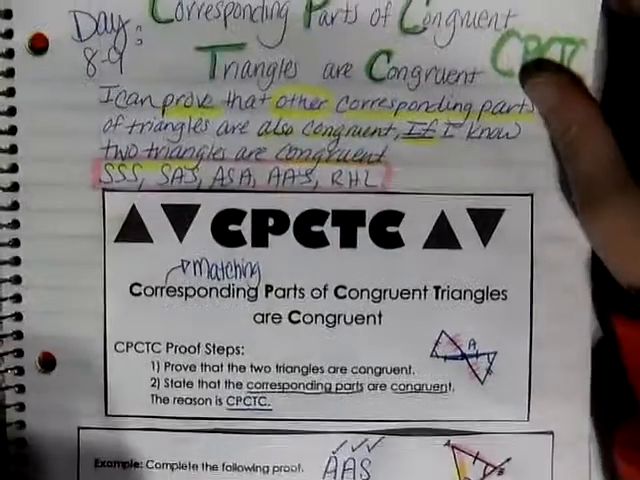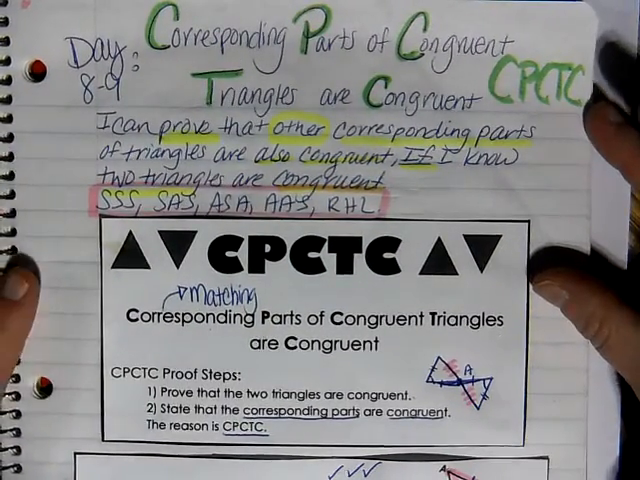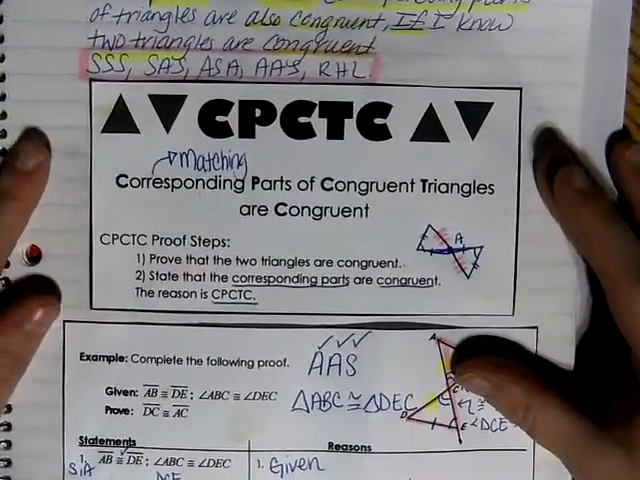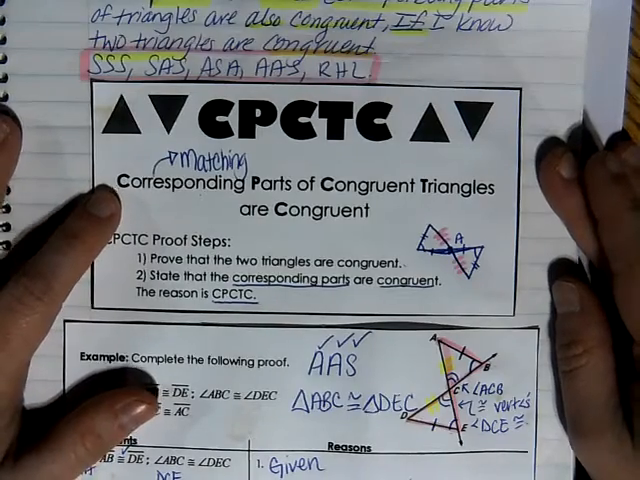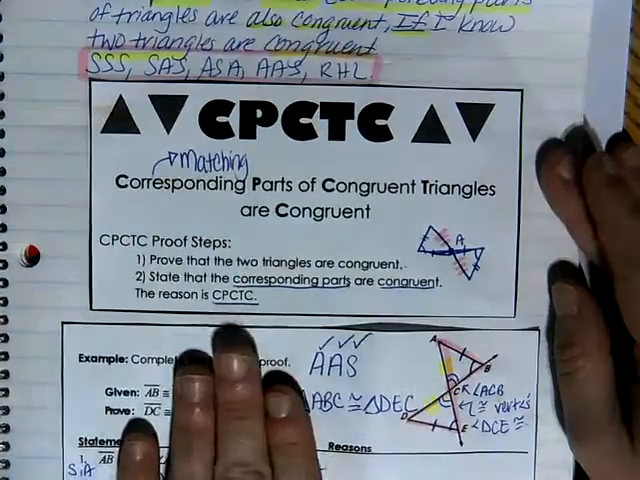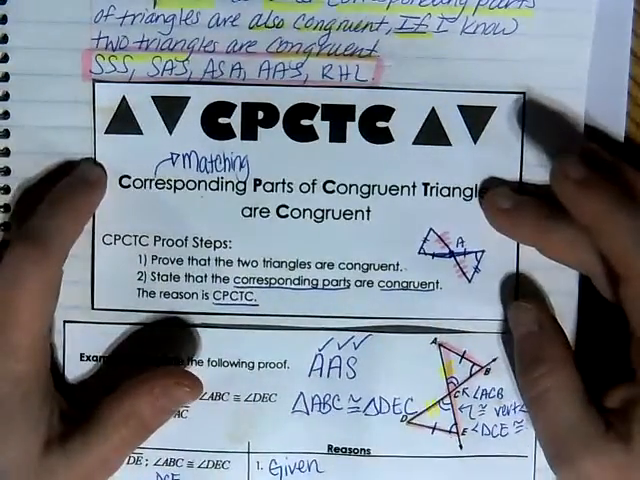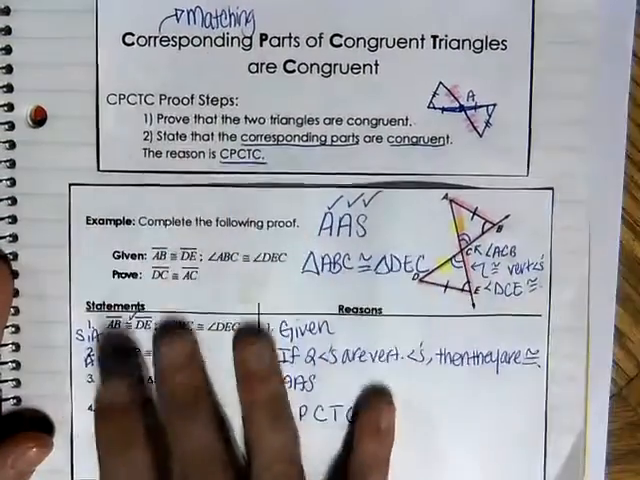Before we get started, please make sure that you have already completed and watched the corresponding parts of congruent triangles are congruent video lesson. In this lesson, we talked about what CPCTC stands for. It represents that if you know that two triangles are congruent, then their matching parts must also be congruent. And we did ourselves a quick example.